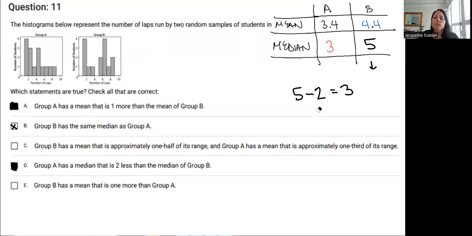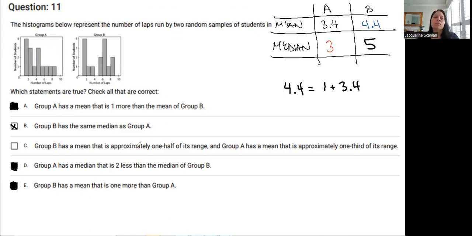And then the last answer choice says group B has a mean that is 1 more than that of group A. Group B's is 4.4, which is 1 more than 3.4. So that's true. I think answer choice A and answer choice E are the same. They're just written backwards. Okay, so we got those 3.